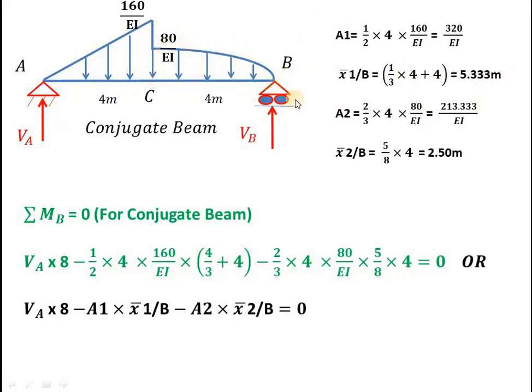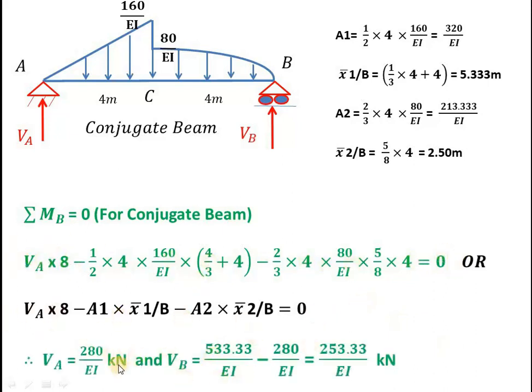Next, the area of this parabolic portion will be 2/3 of base into height. So it comes 213.33. X2 bar from B will be 5/8 of the base. Now instead of this I can write VA into 8. This is A1, this is X1 bar. This is A2, this will be X2 bar. So if you calculate separately, it becomes easy to write. You can avoid writing the lengthier equation. Now if you simplify from this, you can write this way or this way.